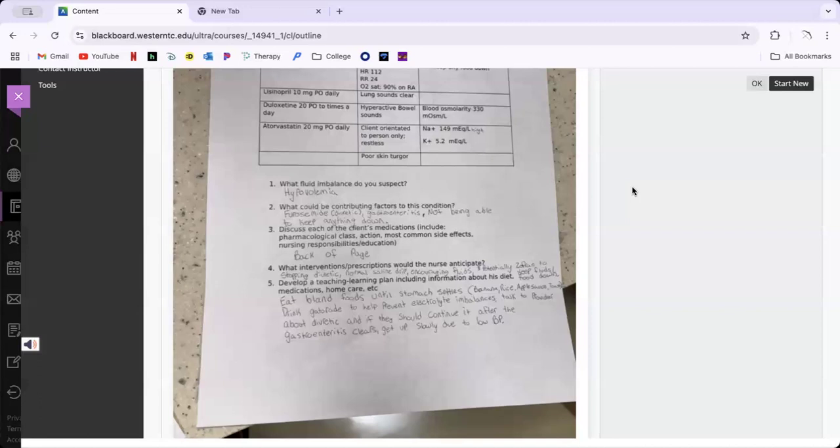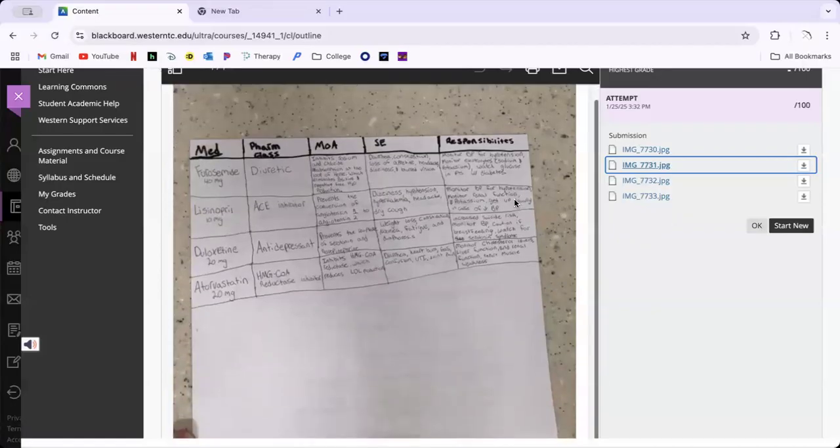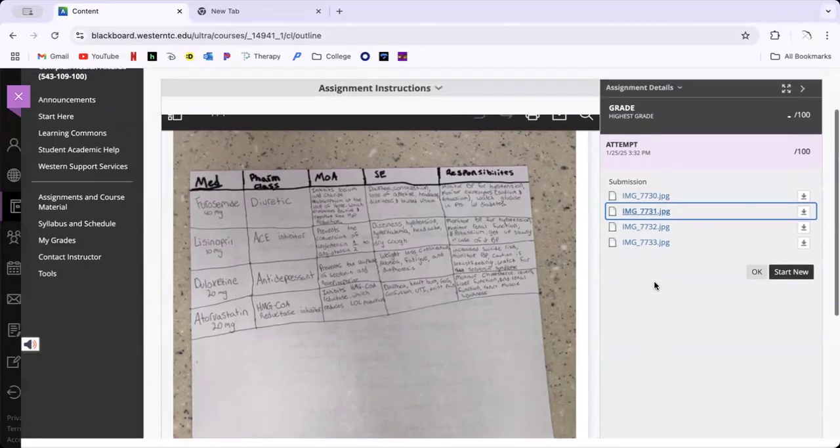Good, okay. Medications. Tiffany, what do you know about furosemide? Furosemide is a loop diuretic. Okay, used to treat fluid overload.